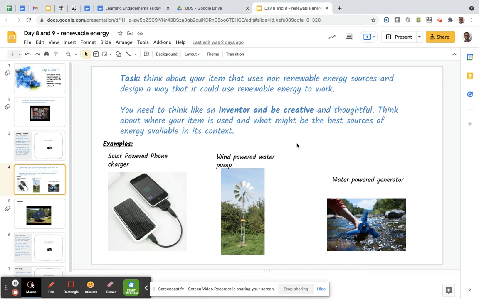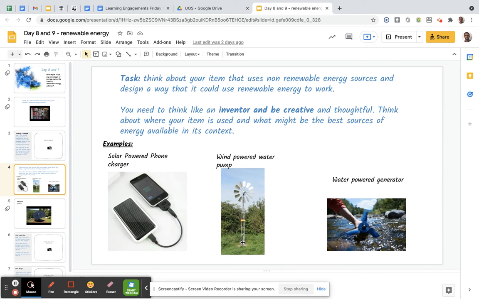All right, so you need to think like an inventor now and be creative and thoughtful. Think about where your item is used and what might be the best source of energy available in its context. So for example, if it is something that uses hydropower, the power of a river, a laptop might not be the best one because you don't really want your laptop near water. Think about where you are, and if you're outside, solar would be good, wind might be good, especially if you're at sea or something like that. So have a think about where the item is.